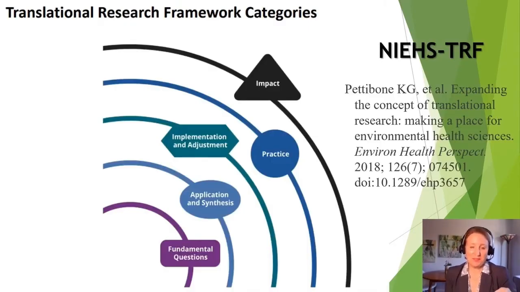Here are the 5 main categories of the TRF. And you'll find in our virtual classroom, there's a guest YouTube where Christina Pettibone, who was the lead author on generating the NIEHS-TRF, explains that process to us. So optional content, but I just want to thank Dr. Pettibone for her engagement with us as environmental health nurses. So what are the 5 main categories? Number 1, fundamental questions. 2, application and synthesis. 3, implementation and adjustment. 4, practice, and 5, impact. We'll go through examples of each of these in detail in the following slides.